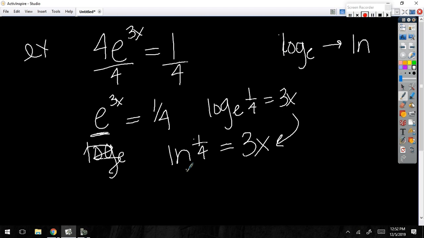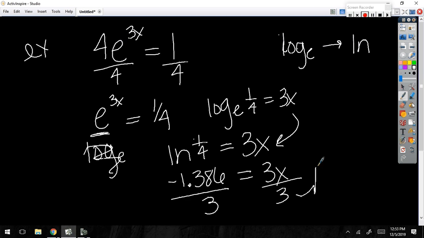Okay? What is the natural log of 1/4? Someone with a calculator. Anyone. Either one. Doesn't matter. Negative 1.386. Thank you. Now divide that by 3. Can you just leave it at negative 1.386? Well, since you got a decimal there, you'll want to divide by 3. You got to get x by itself.